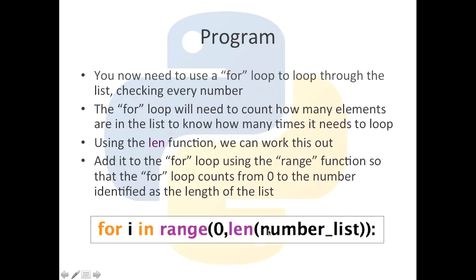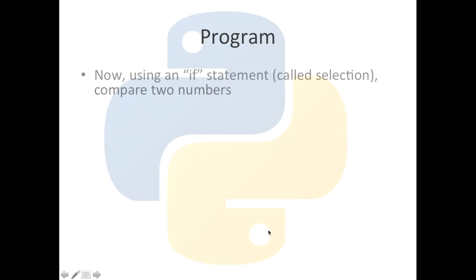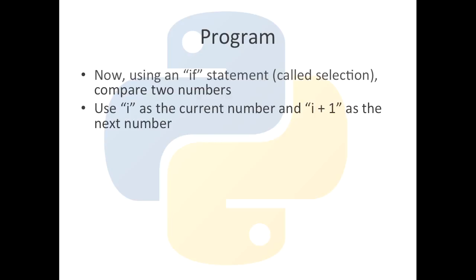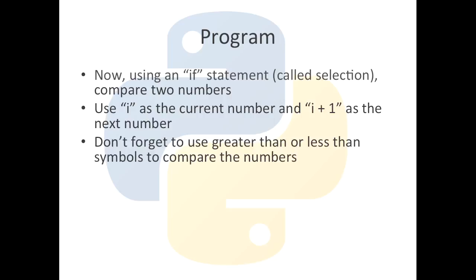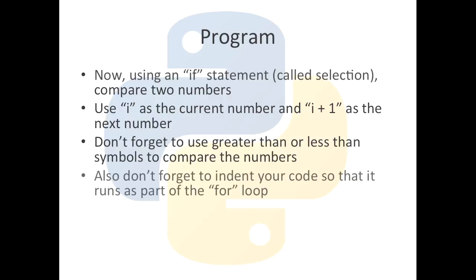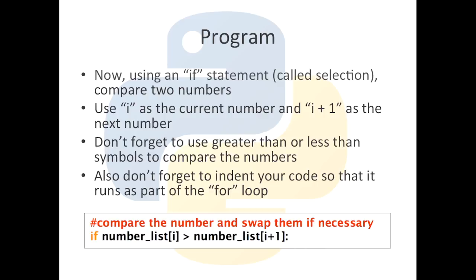Then we need to look at the next command. We need to use an if statement selection to compare two numbers. We're using i as the current number, so therefore i plus 1 will be the next number. i plus 2 would be the number after that, and so on. Don't forget to use the greater than or less than symbols to compare the numbers. And also don't forget to indent your code so that it runs as part of the for loop.